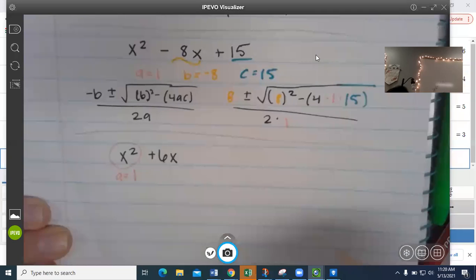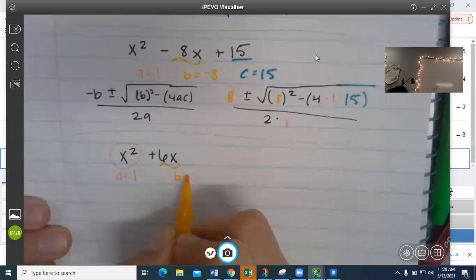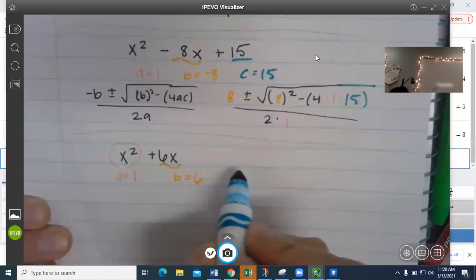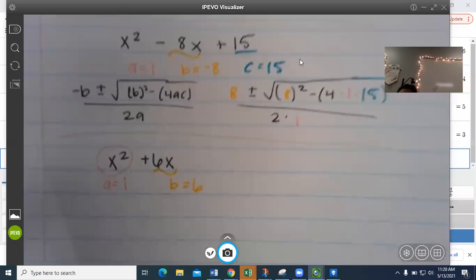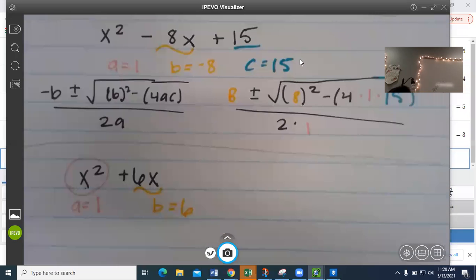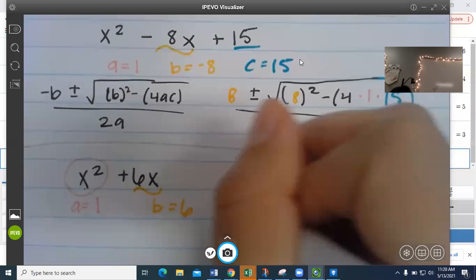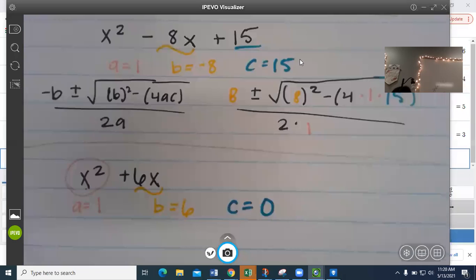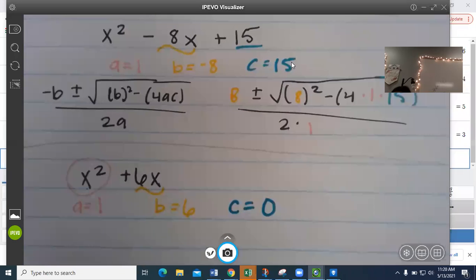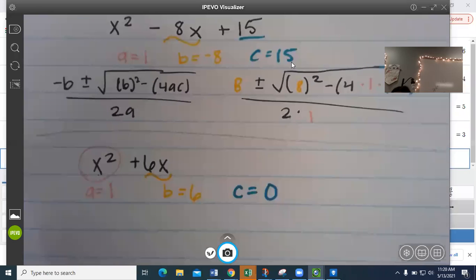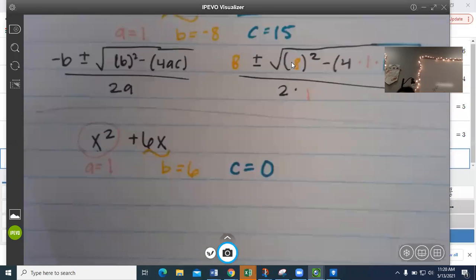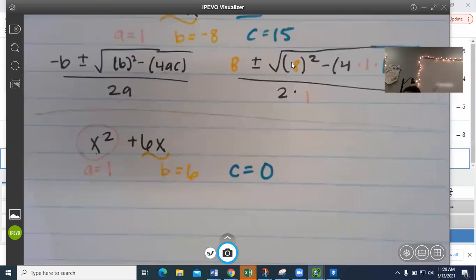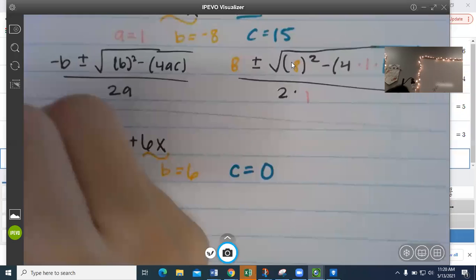The B is the one with the x. So there's a 6 in front of the x. So it's 6. Now, do I have a number here without x? No, I don't see one. Because I don't have anything, nothing is the same thing as 0. So my C for this example is 0. Okay, so now we're going to use the formula. Same formula.